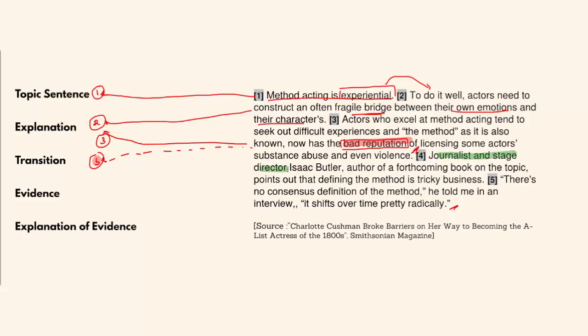Journalist and stage director, I think the forthcoming book points out that defining the method is very difficult. This experience of defining is difficult, and evidence is given here as a specific detail. That will be number 4, which is the evidence. And then the last sentence, "There is no consistent definition of the method, he told me," is the explanation of that particular evidence. So you see that is the order.